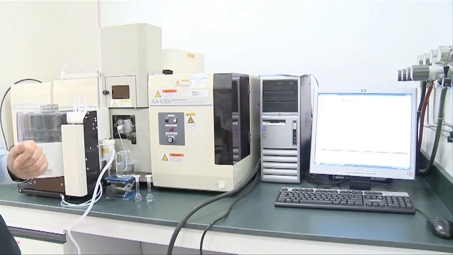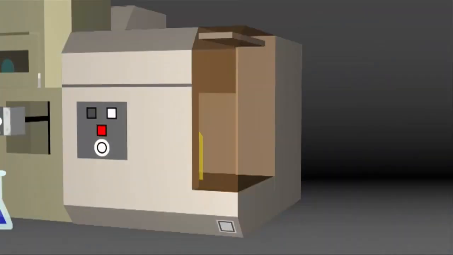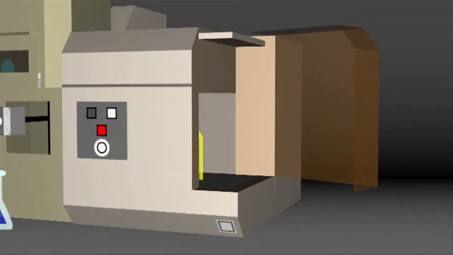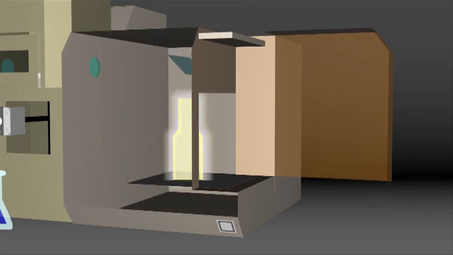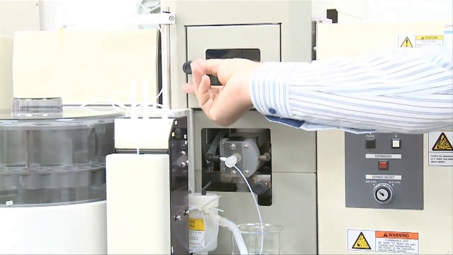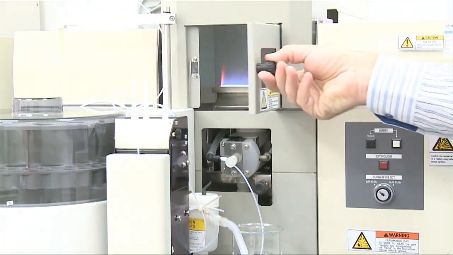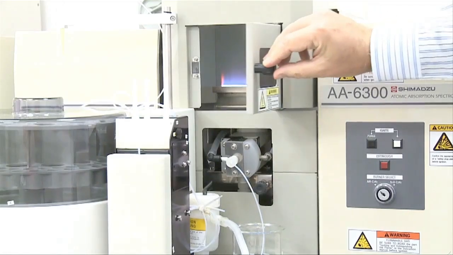This is our atomic absorption spectrometer. This compartment here houses the hollow cathode lamp, which is the light source for the spectrometer. The central part of the instrument houses the flame. Currently this is an acetylene oxygen flame burning at about 1000 degrees centigrade.